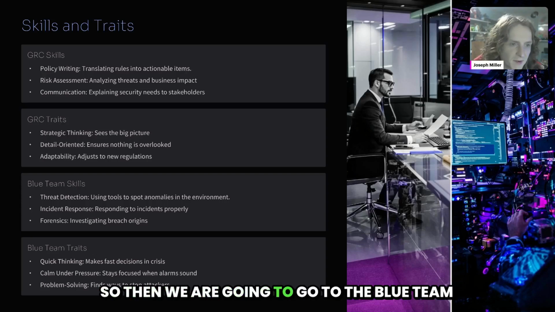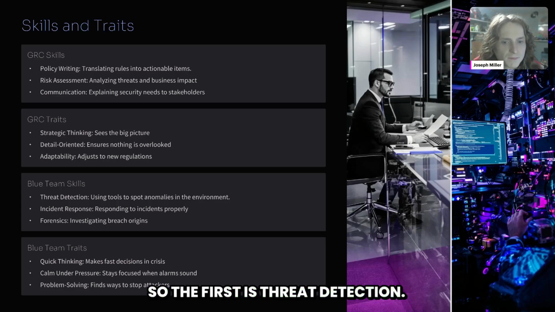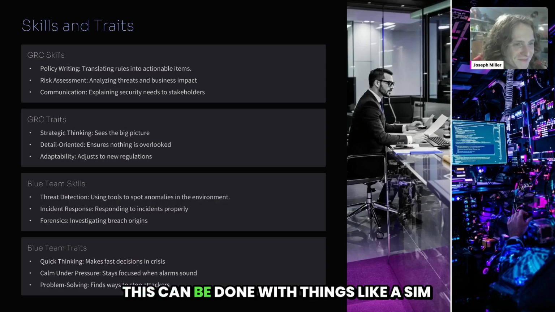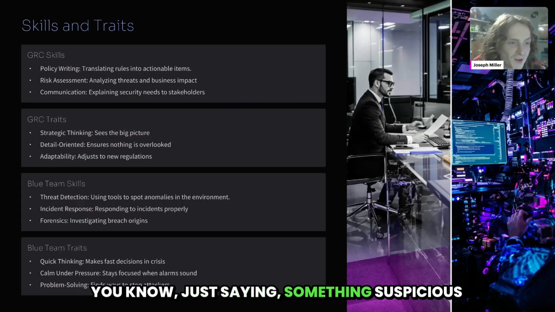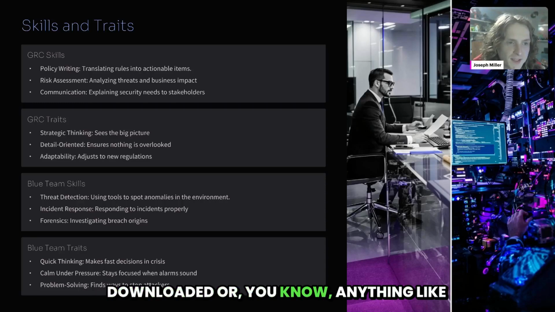So then we are going to go to the Blue Team skills. The first is threat detection. This is using tools to spot anomalies in an environment. This can be done with things like a SIEM server or an EDR panel that gives you alerts, just saying, hey, something suspicious has happened, something's been downloaded, or anything like that.